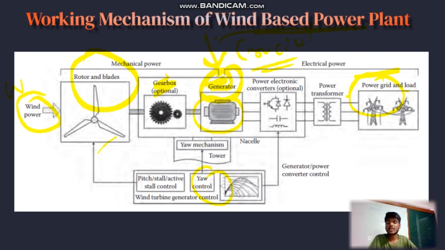So here we have smartly utilized our brains. Humans have smartly utilized their brains to design such a system so that it always faces toward the wind direction, which can efficiently produce electricity.